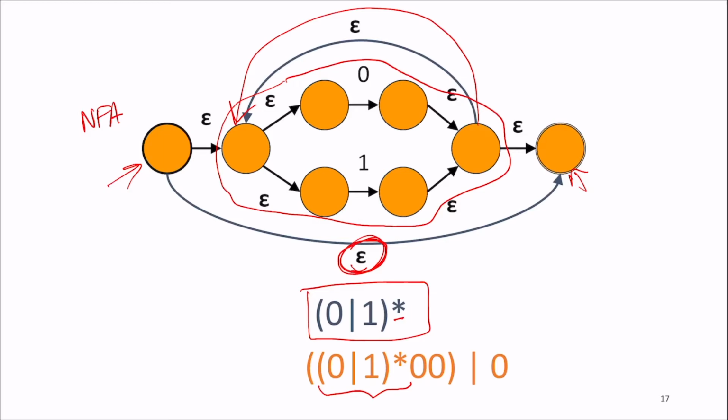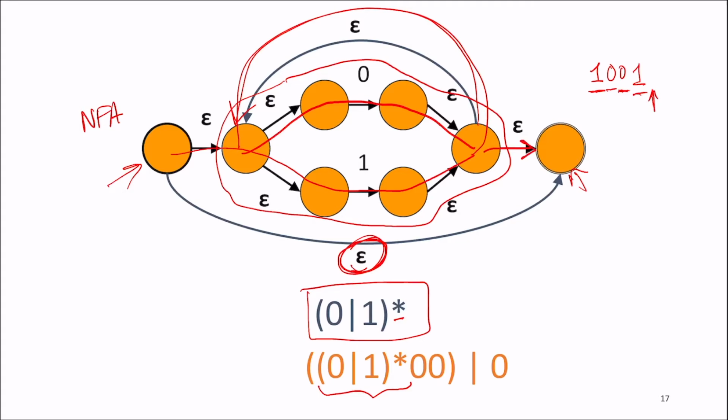If I wanted to take a string that's in this language (0 or 1) star, so let's say it's 1, 0, 0, 1, something like that, then I would take this path to take the 1 here, and then I would go back and then take this to take the 0, go again, take this loop again, take another 0 and another 1, and I can keep doing this. And at some point, when there are no more symbols left, I would take this transition over here to the final state. So that's how we can get from 0 or 1. What we've done is construct an NFA for (0 or 1) star.